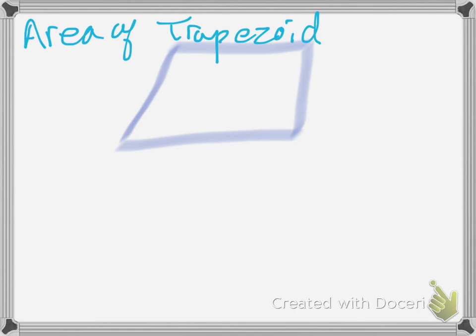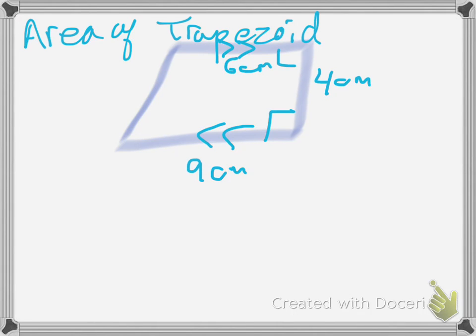Okay, so if you'll recall, a trapezoid has a set of parallel sides. So you can draw those arrow feathers on there to mark our parallel sides. I'm giving you that there's a right angle here. This side length is 4 centimeters, this side length is 9 centimeters, and this side length is 6 centimeters. And this is trapezoid ABCD.